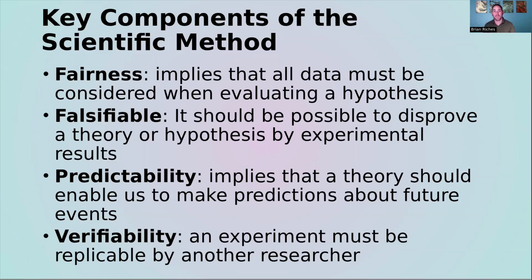It also needs to be falsifiable, so both theories and hypotheses. So hypotheses should be every time falsifiable. That's basically the point of your study, to see if your hypothesis turns out or not. And then theories, overall, like we just talked about, should also be falsifiable. Predictability. You should be able to explain things well enough that you can predict something else happening.